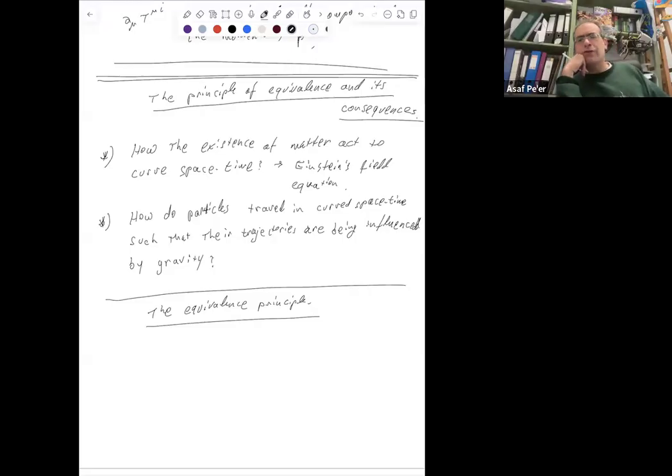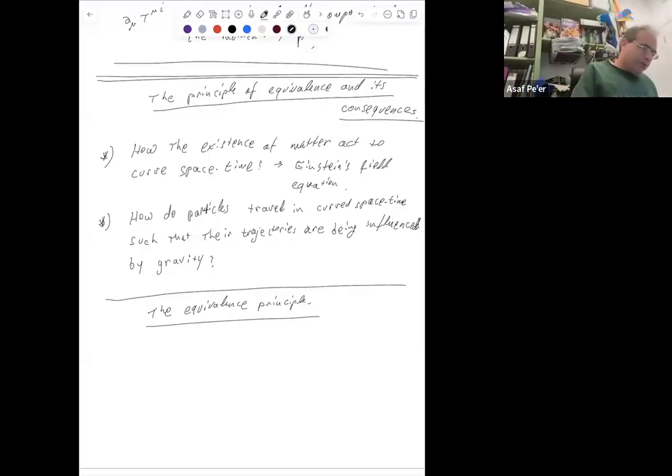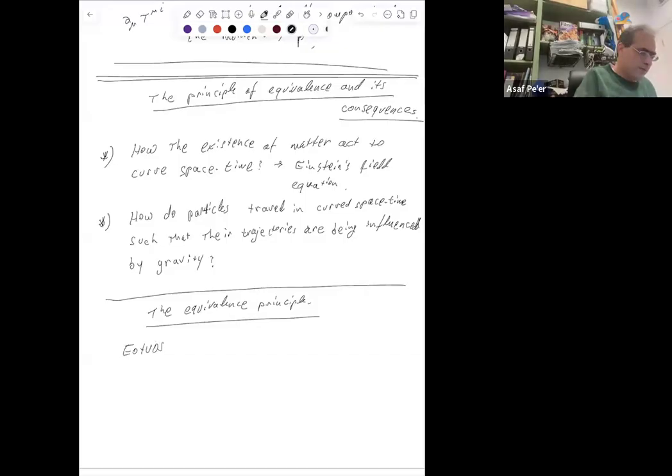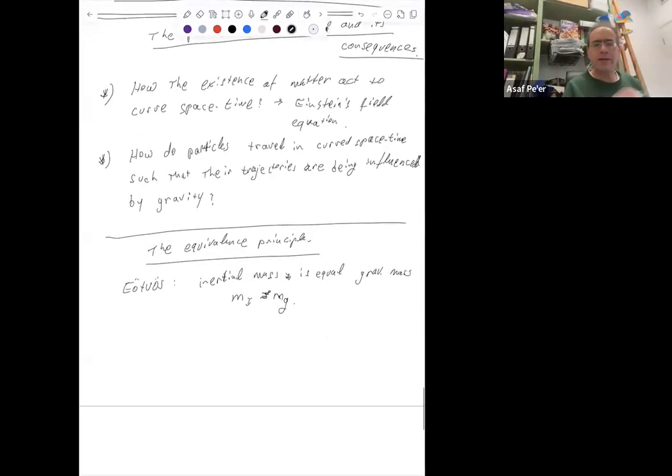The equivalence principle is Eötvös's experiment, essentially, right? Remember we spoke about that? Eötvös, which I asked you to read about. He says that m_i, the inertial mass, is equal to the gravitational mass. Namely, m_i is m_g. This is, in fact, so important that it has its own name. This is called the weak equivalence principle.